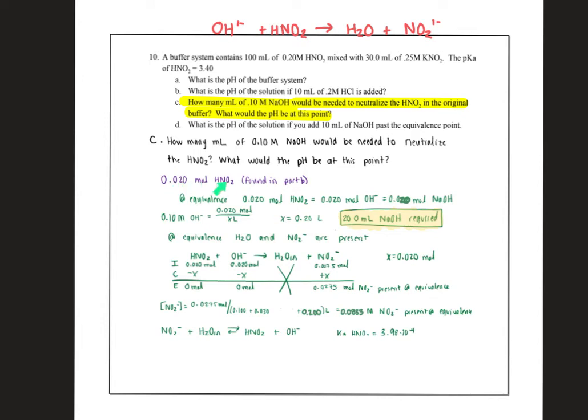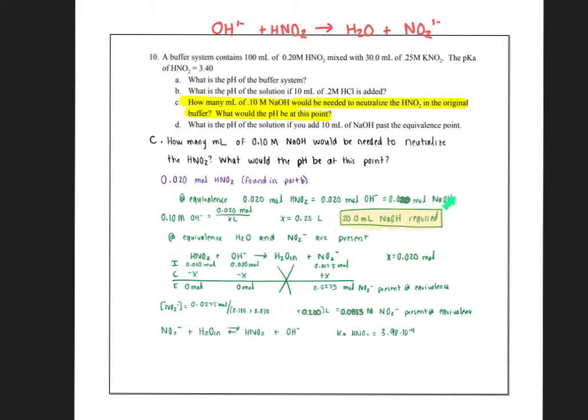In an earlier section, we found the original amount of moles of HNO2. So we took the volume in liters times the molarity to get us moles. And we know that at the equivalence point, the moles of this acid is going to be equal to the moles of the base because they're a 1-to-1 ratio. So if I have 0.020 moles of HNO2, that means I'm going to need exactly 0.020 moles of OH minus. This is a little messy, sorry, but that's the same thing as the sodium hydroxide. It's a 1-to-1 ratio. So 0.020 moles of OH minus required is the same as 0.020 moles of NaOH.